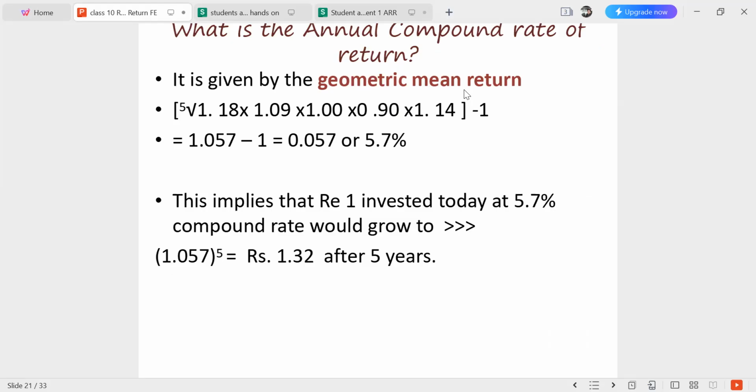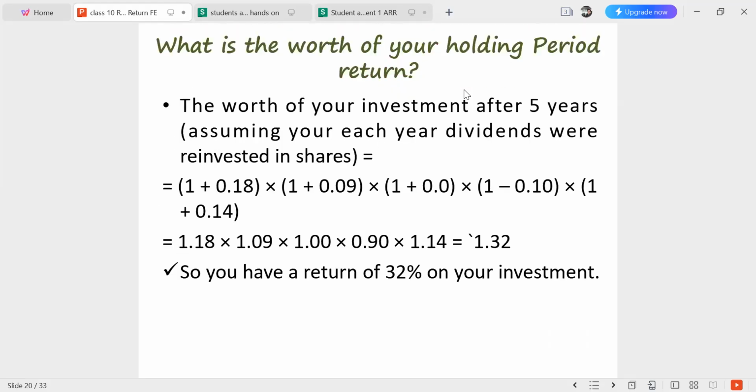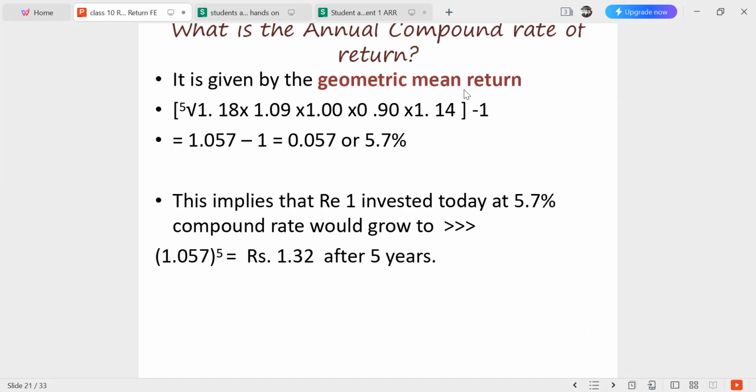If you are given the return after 5 years, 10 years, and you want to find annually how much did I get, if you want to calculate that, then this is the annual compound rate of your return. This is the rate at which your return increased over the years.